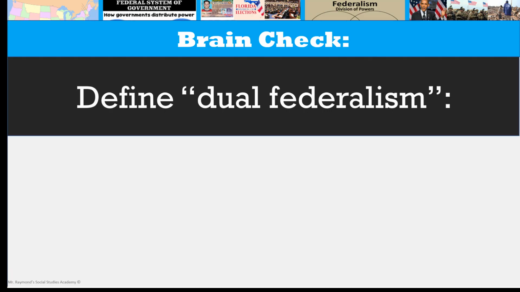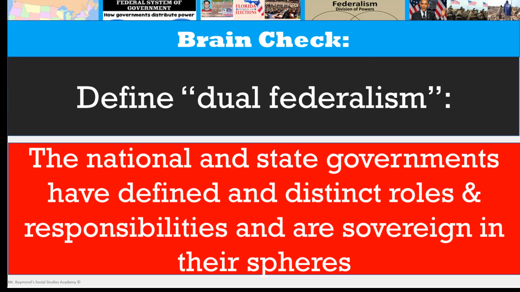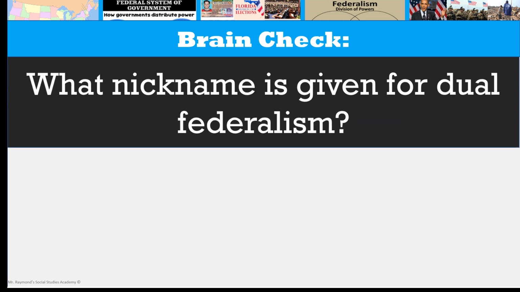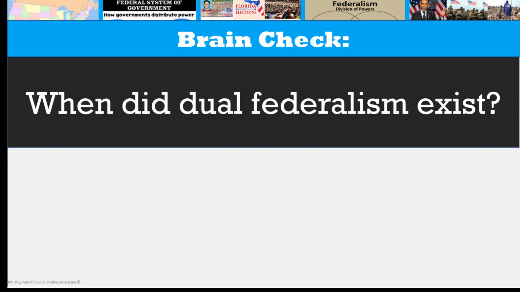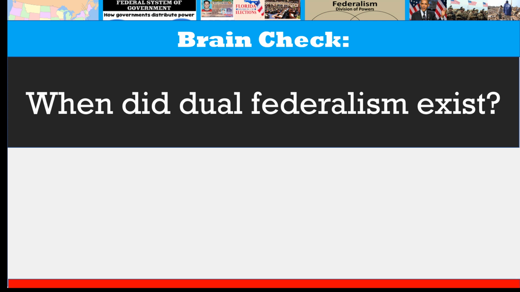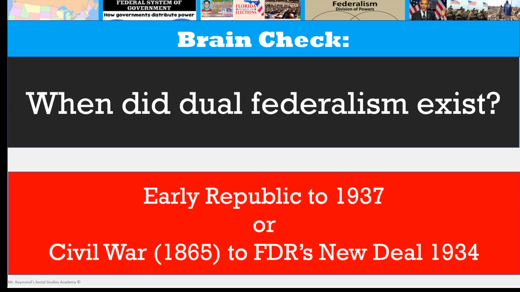So, define dual federalism. Well, dual federalism is when the national and state governments have defined distinct roles and responsibility and are sovereign in their own sphere. What's the nickname given for dual federalism? Remember our cakes? Layer cake federalism. When did dual federalism exist? Well, you could say from the early start of the Republic all the way up to really FDR's New Deal.